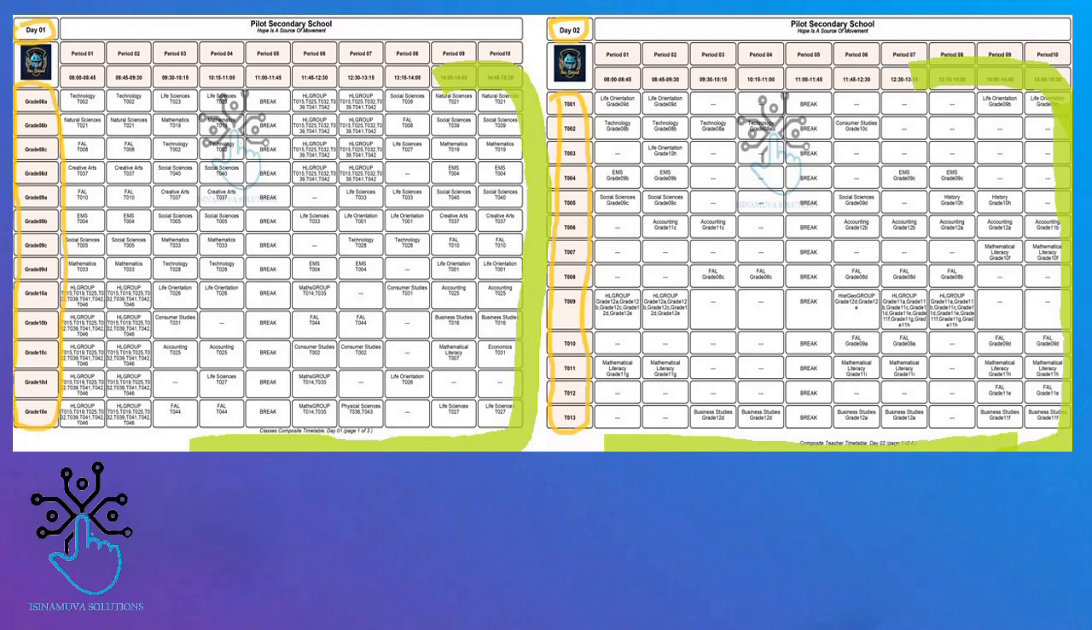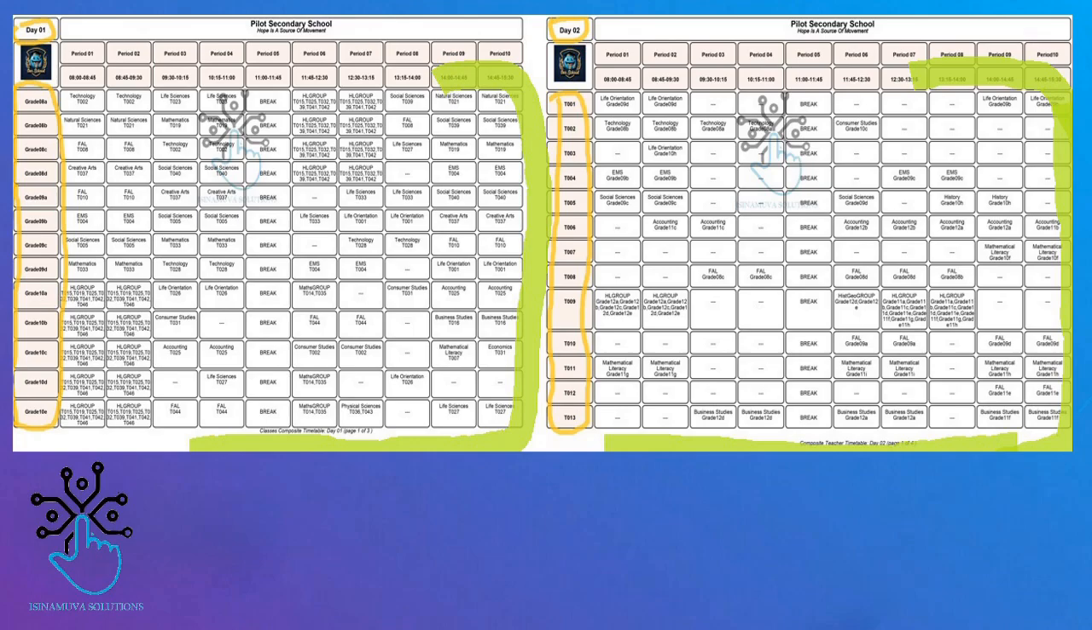Whereas the composite class timetable shows what happens in all classes across the school in a week, the composite teacher timetable shows all teachers that teach lessons in all those classes across the school in a week. Whereas the composite class timetable is a bird's-eye view of the entire school at work, viewed from the class dimension, the composite teacher timetable is a bird's-eye view of the entire school at work, viewed from the teacher dimension.